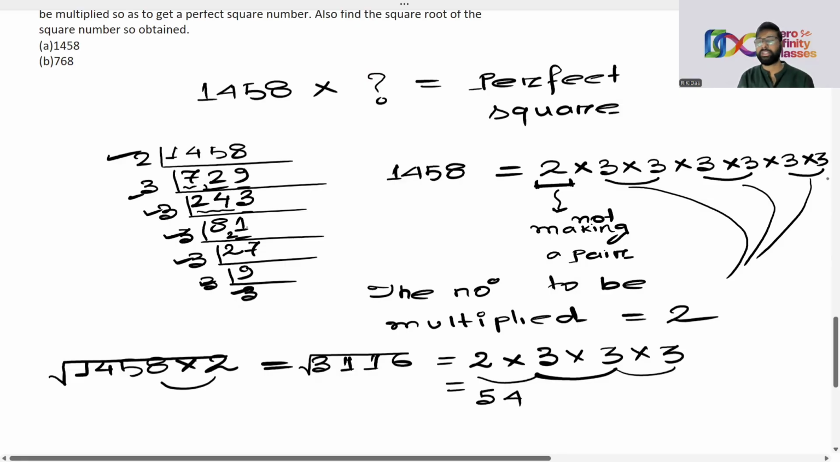Okay, 3116. And that is a perfect square. And the square root of this number will be what? 54. Okay.